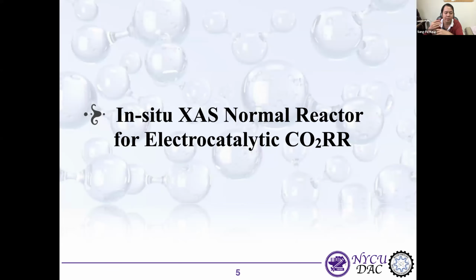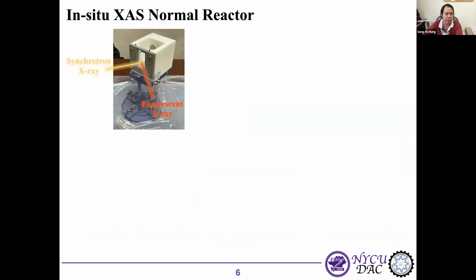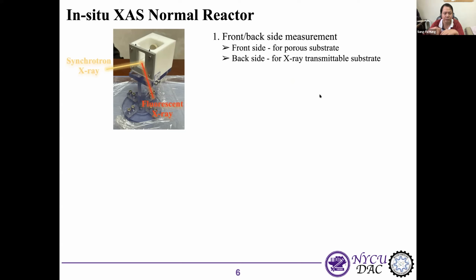So I will introduce the in situ normal reactor first. I named it a normal reactor; it is just like a container. I just open a window to allow the X-ray to reach the catalyst surface. In this in situ reactor, the synchrotron X-ray was introduced here, and we can analyze the fluorescence X-ray here. The features include that I can do the front side measurement and the back side measurement. The front side measurement is mainly for porous substrates, such as carbon cloth and nickel foam.